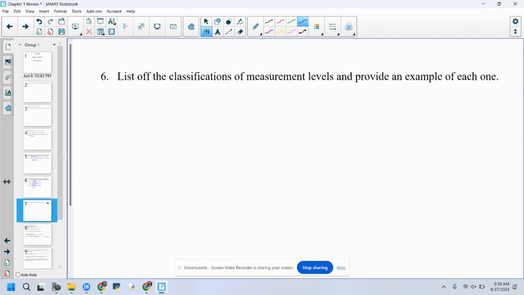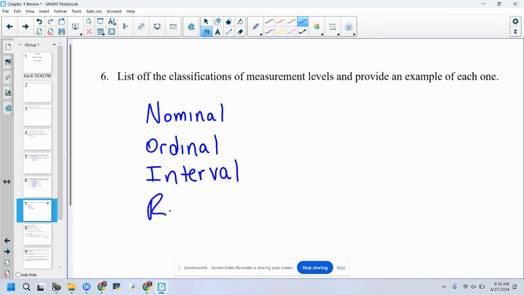Number 6 lists off the classifications of measurement. Now, classifications of measurement, think back, don't confuse them with the data collection methods. This is the nominal, ordinal, interval, and ratio.